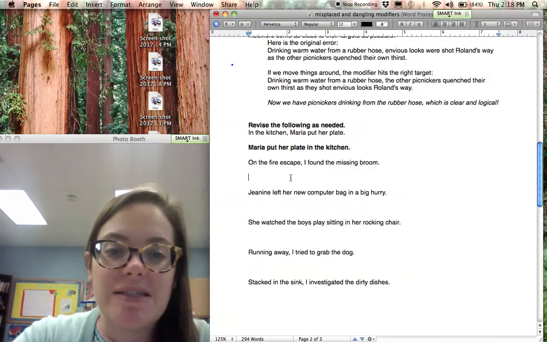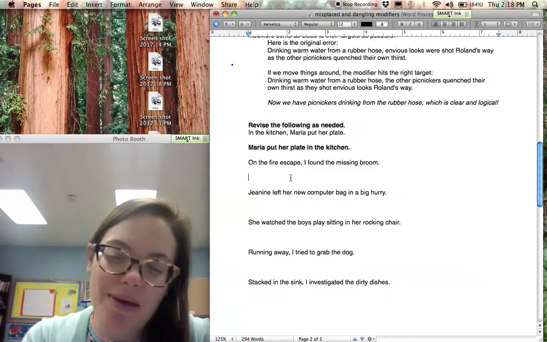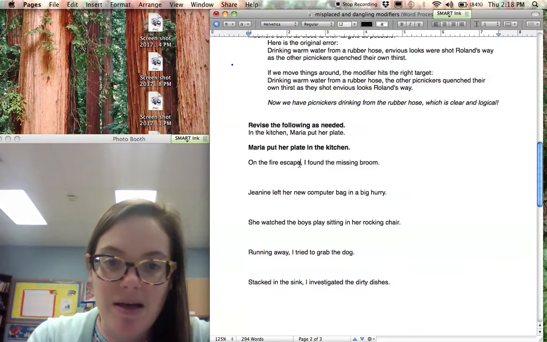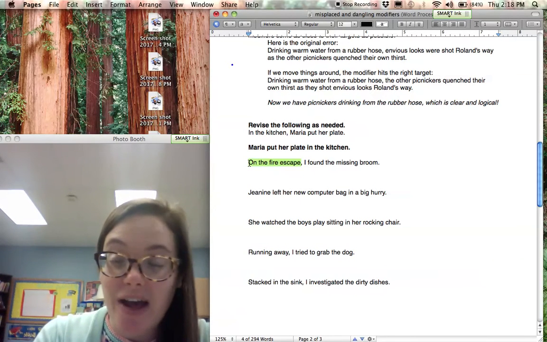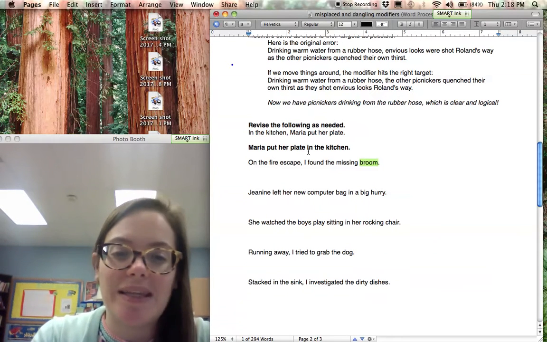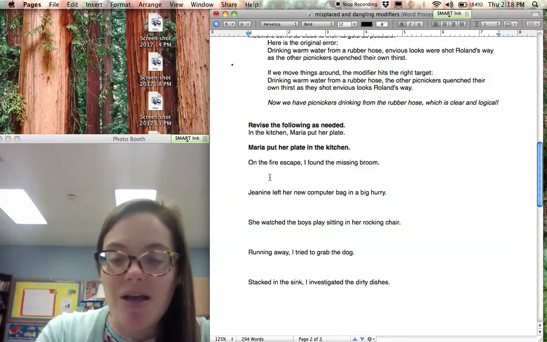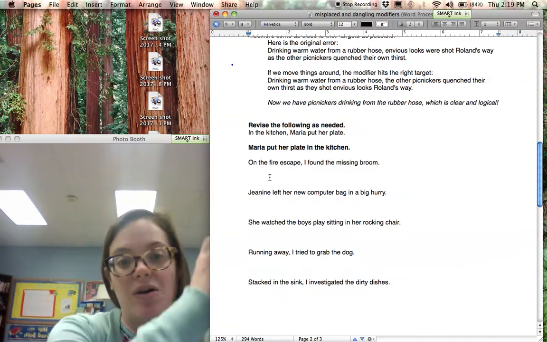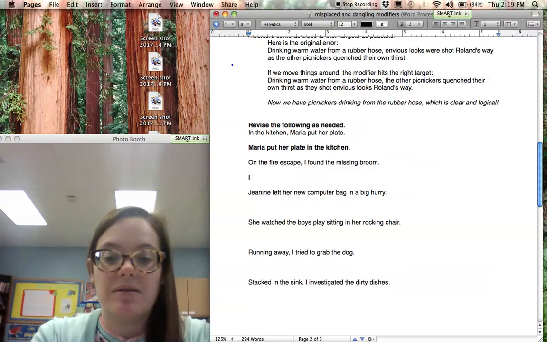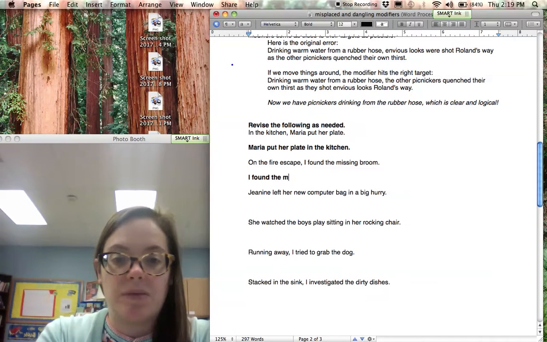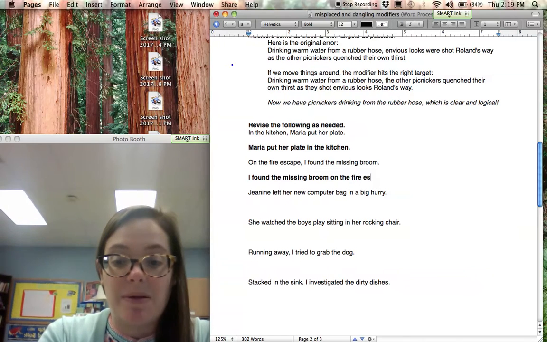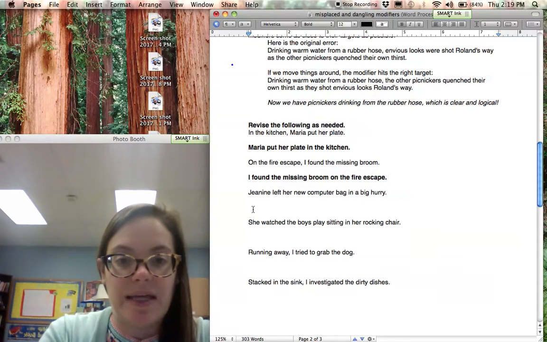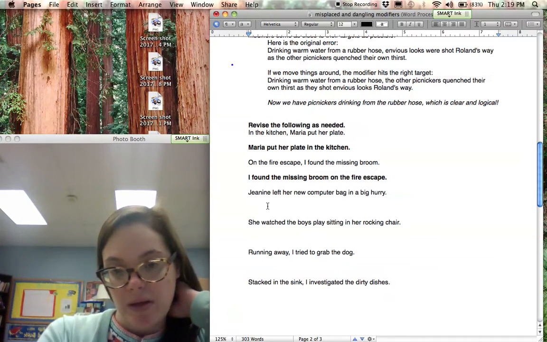All right, on the fire escape, I found the missing broom. Same kind of situation as the earlier sentence. On the fire escape is modifying the target, broom, but it's all the way on the other side of the sentence from it. So in order to fix this sentence, I'm just going to move that phrase around to the end. So, I found the missing broom on the fire escape. And make sure that as I do this, you are filling these in on your paper as well.